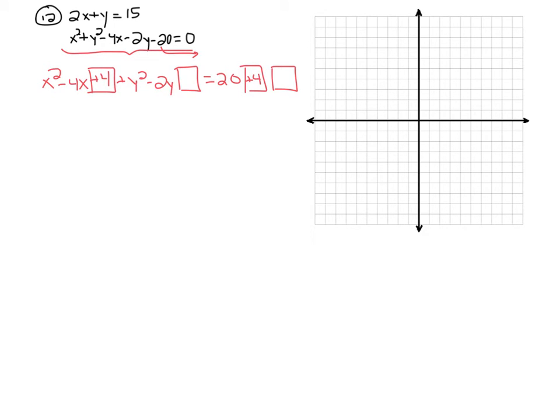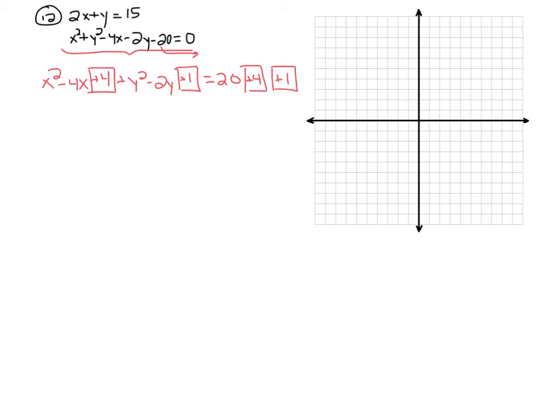Okay, same thing with the second box. I look at the term before it. I have a negative 2. If I take half of negative 2, it's negative 1, and then you square it. So negative 1 squared would be positive 1. So I'm going to add that to the left-hand and the right-hand side of the equation.